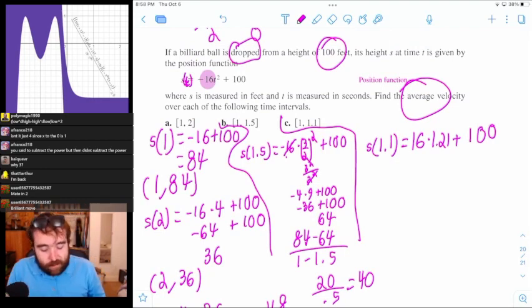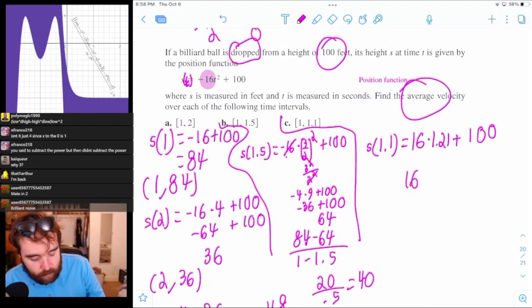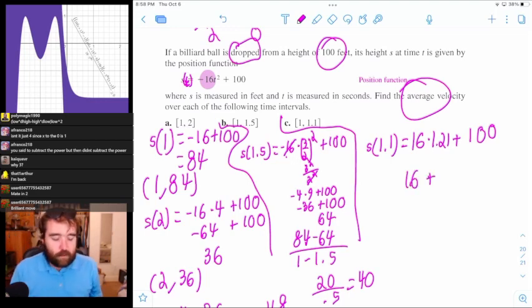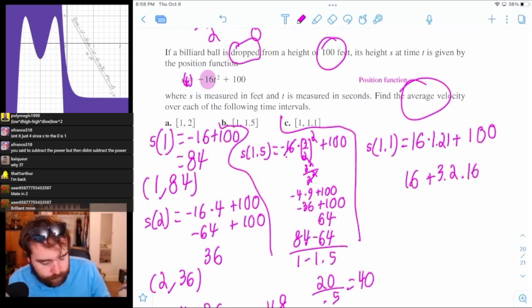Well, 16 times 1 is 16. And then 16 times 0.2 is 16 divided by 5, which is 3.2. And then 16 times 0.01 is 0.16. And then plus 100.